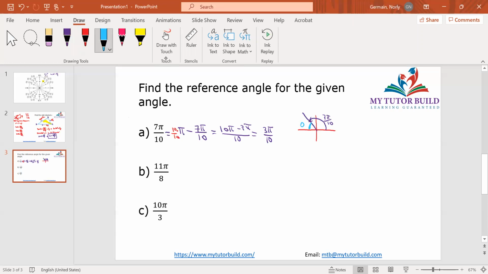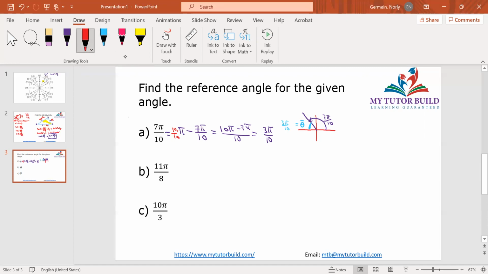We're going to call this reference angle theta bar. It's the distance from the x-axis to the terminal side, and that is 3 pi over 10. So that's what you have here.